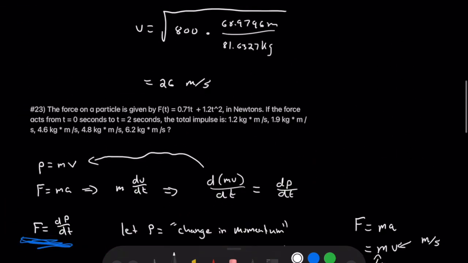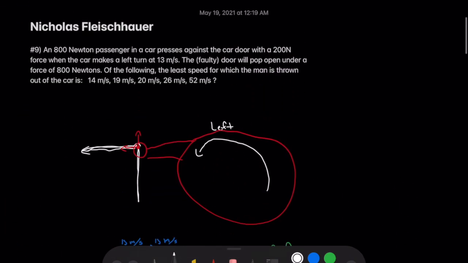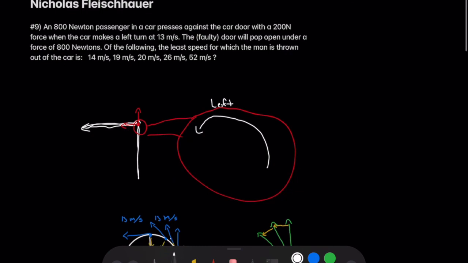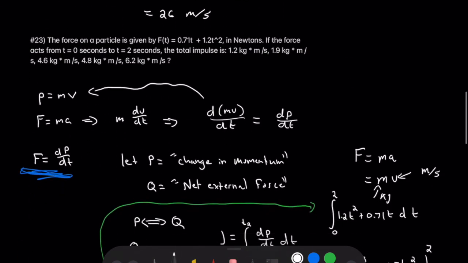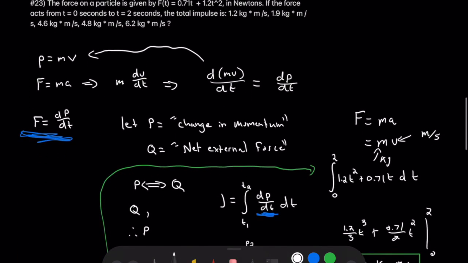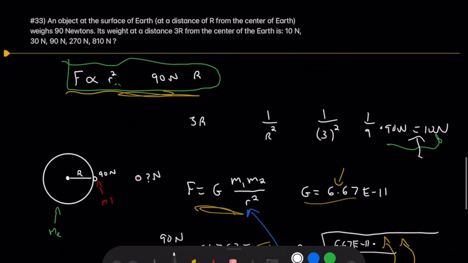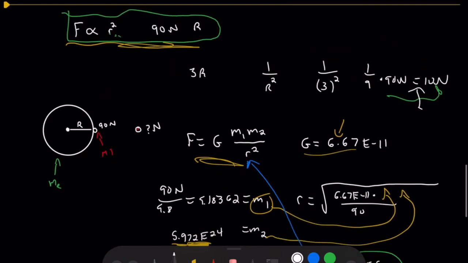So here were the three problems that we had. We had the one with the car banking around a turn. We had the net impulse of a particle. And then we had Newton's law of gravitation.